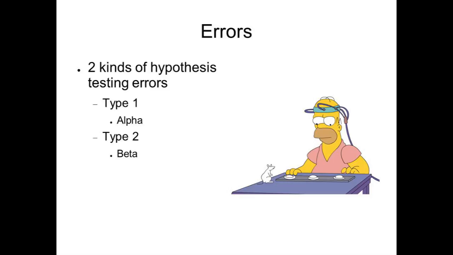Or a type 2 error, because our hypothesis testing is really geared so much towards making sure we don't make a type 1 error, an alpha error, that it's actually not uncommon to make type 2 errors. We've essentially decided we'd prefer to have type 2 errors than type 1 errors.